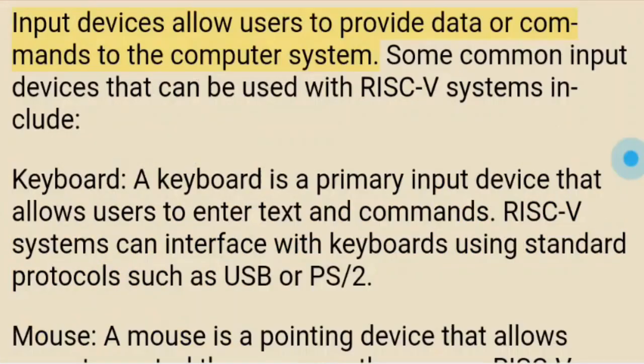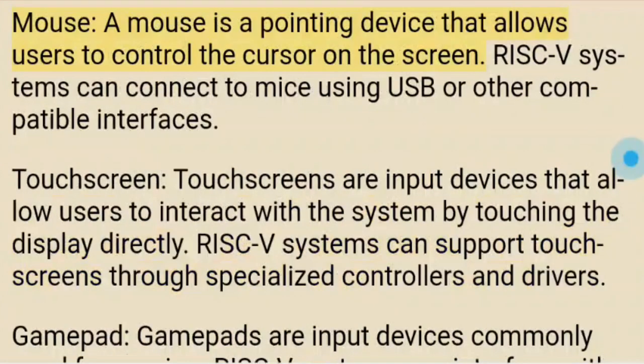Input devices. Input devices allow users to provide data or commands to the computer system. Some common input devices that can be used with RISC-V systems include keyboard. A keyboard is a primary input device that allows users to enter text and commands. RISC-V systems can interface with keyboards using standard protocols such as USB or PS2. Mouse. A mouse is a pointing device that allows users to control the cursor on the screen. RISC-V systems can connect to mice using USB or other compatible interfaces.